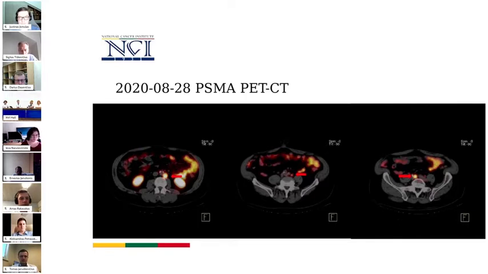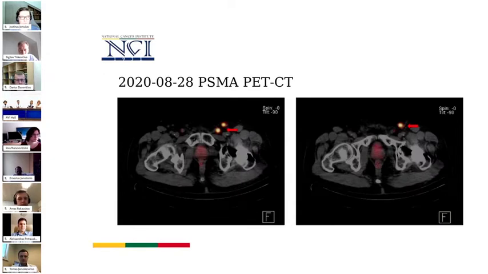Yes, as we see, it's the red arrow. There are enlarged para-aortic lymph nodes and a right common iliac lymph node with PSMA expression. So it's very suspected for metastasis. Also, there are lymph nodes in the left groin area, also with PSMA expression. So very suspicious for metastasis.